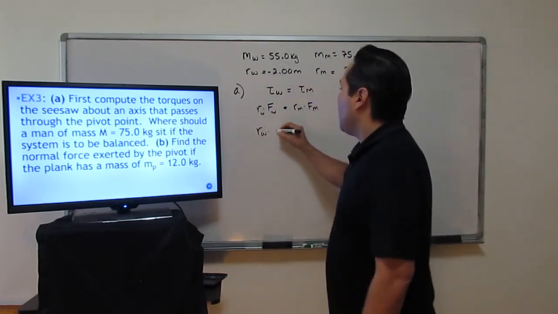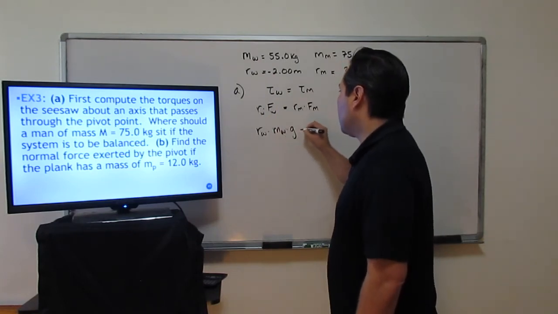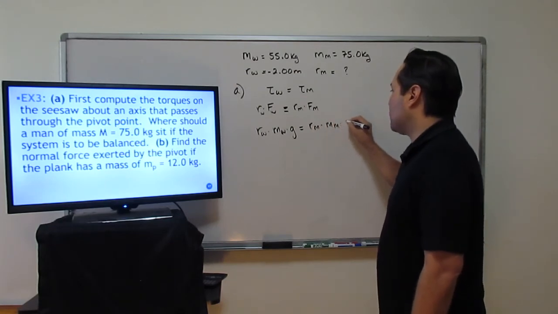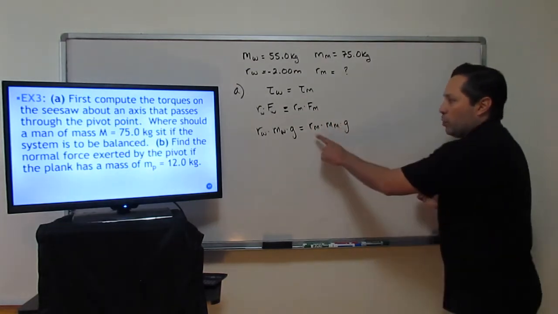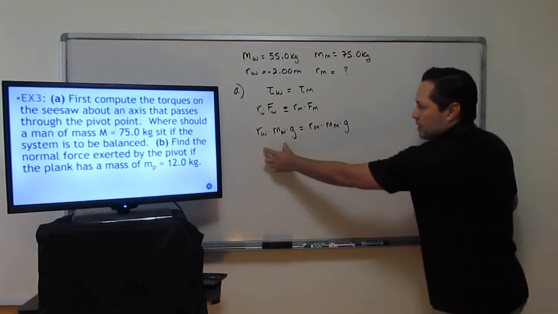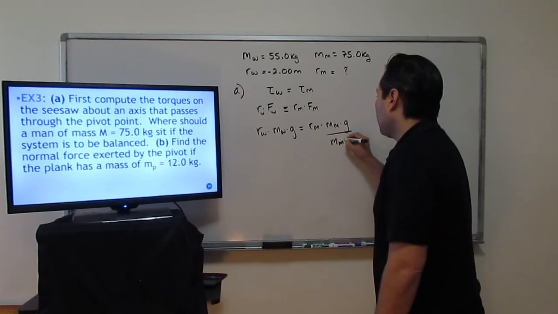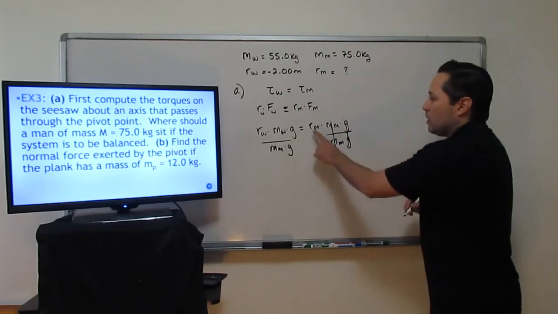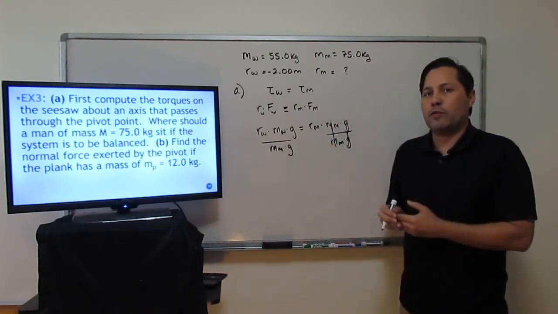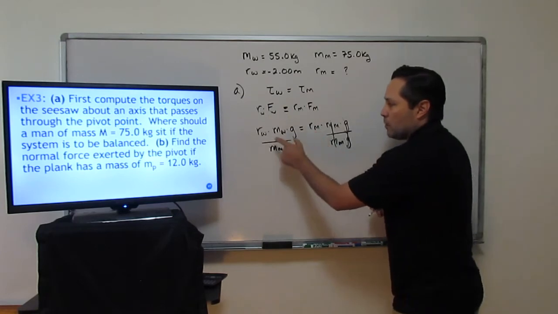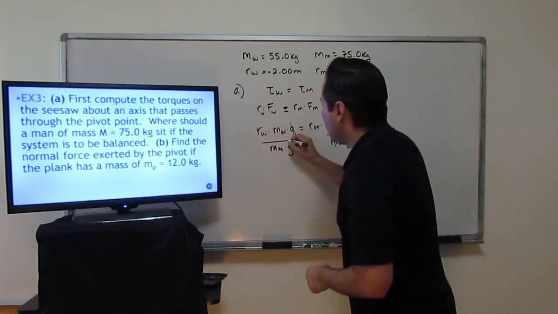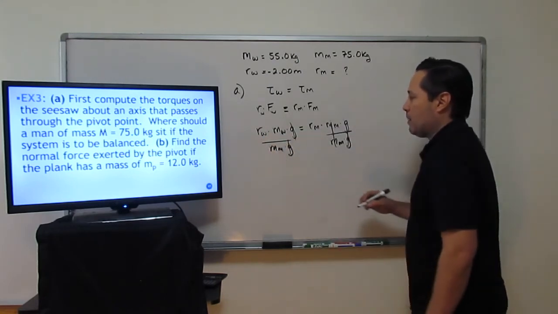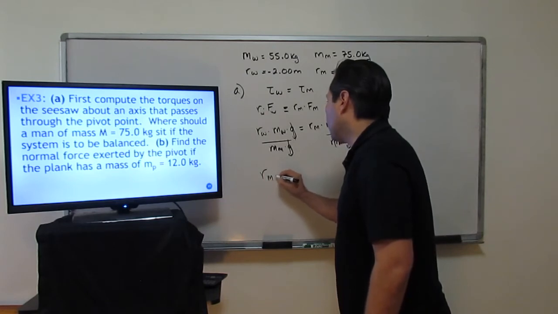Rw times mass of the woman times gravity is equal to Rm times mass of the man times gravity. Alright, so at this point we're looking for Rm. So we're going to divide both sides by the mass of the man times gravity. That way we can isolate the radius, how far he should be from the pivot point. The distance, actually, the lever arm. Notice also that g goes away. So there's our formula. It's really the radius of the woman times the mass of the woman divided by the mass of the man. And that's going to tell us how far the man should be sitting.